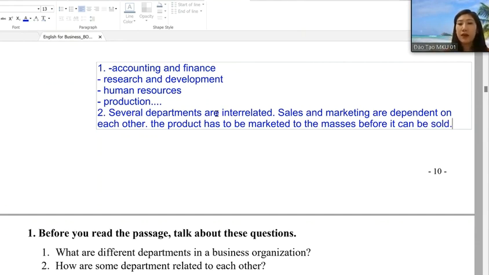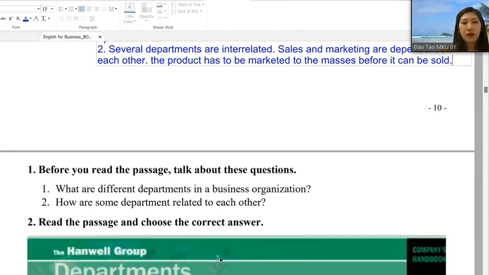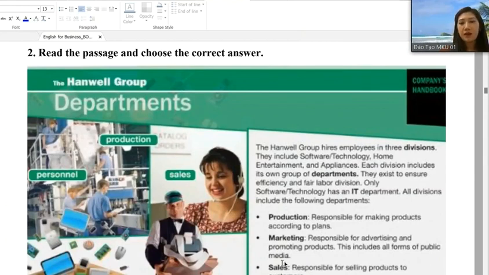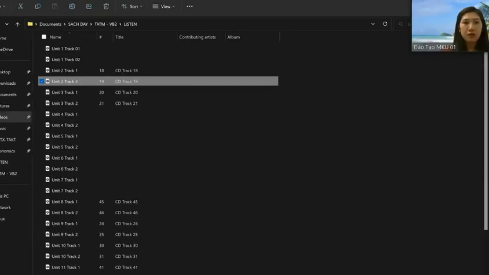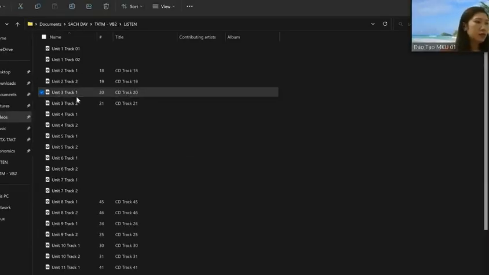Of course, the sales department and marketing department depend on each other because the product has to be marketed to the masses before it can be sold. And one more example. Accounting and finance are also closely related. And human resources, for example, like this. And then look at the process. I will turn on the audio for you to listen before doing exercise number two. Unit 10, Departments. Exercise 5, page 23.